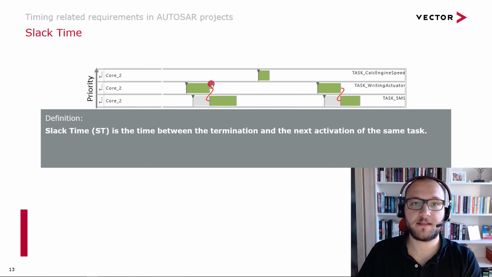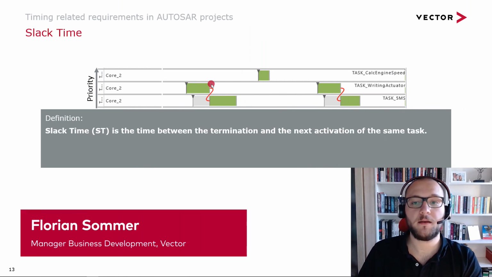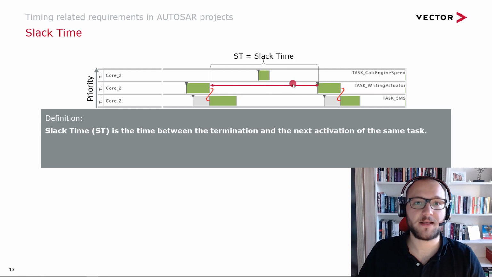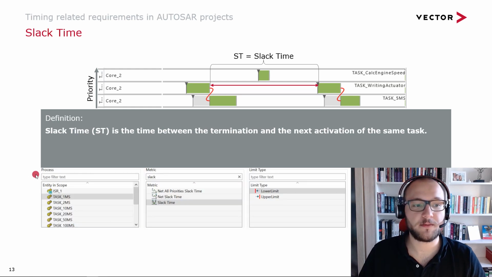The slack time is defined as the time between the termination and the next activation of a task. So this time frame. If you want to use the metric slack time as a requirement in your project, you can do so by going to the requirements editor in the TA tool suite.